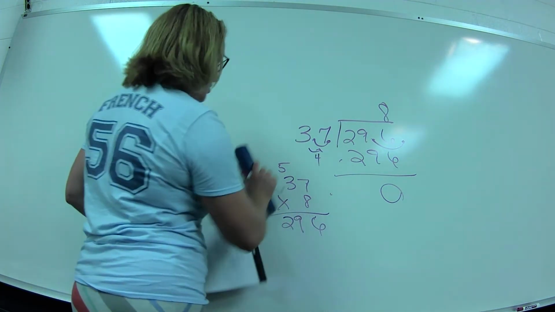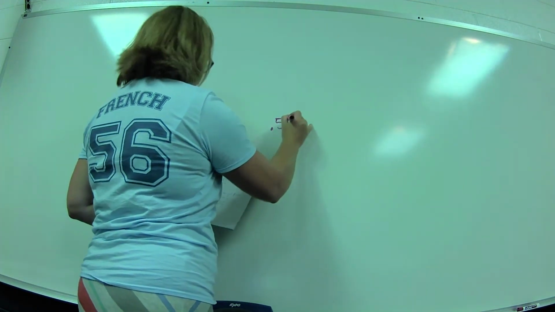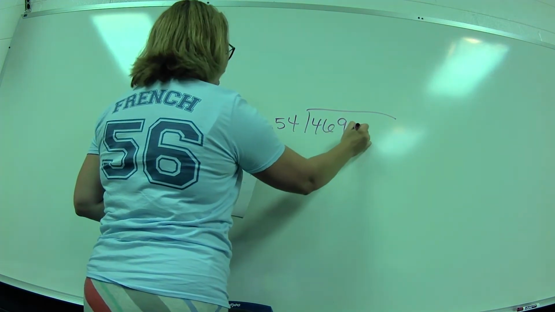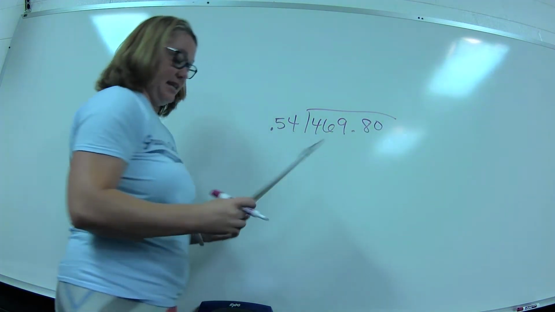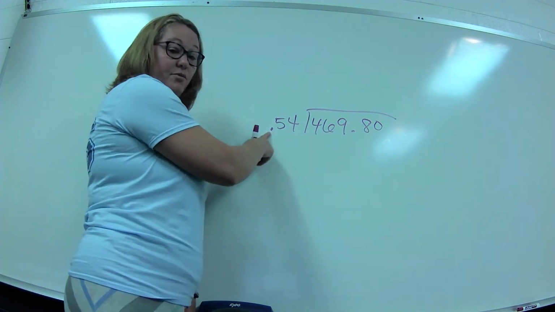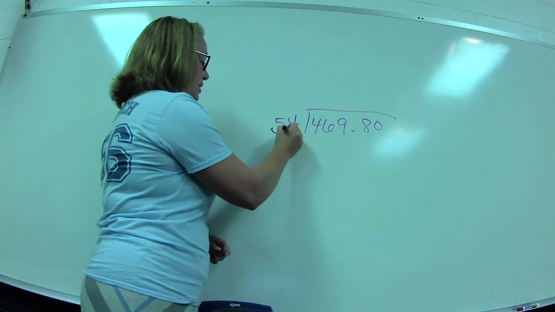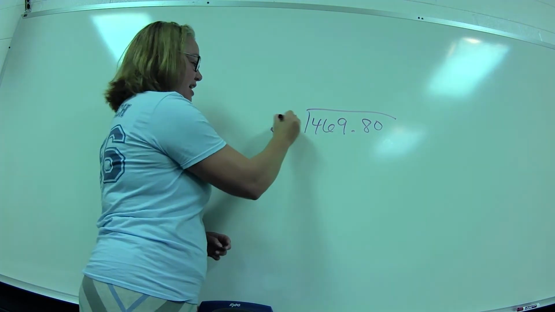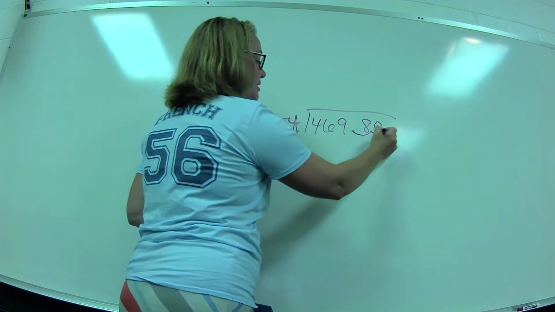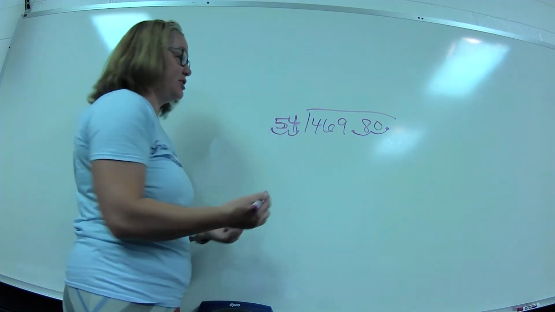Let's try one more here. I have 0.54 and I have 469.80. All right, it's a bigger number, but it's okay. So now we have, again, we can't just erase this decimal. We have to do something with it. So let's move it 2 places to the right. So now I have a whole number 54, but now I need to move the decimal 2 places this way. All right, and now we have a 2-digit divisor again.